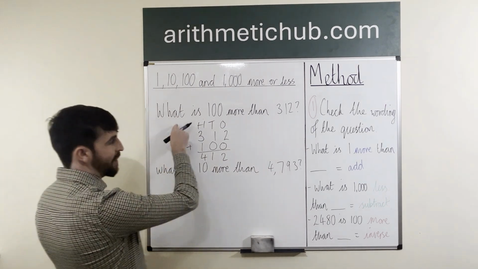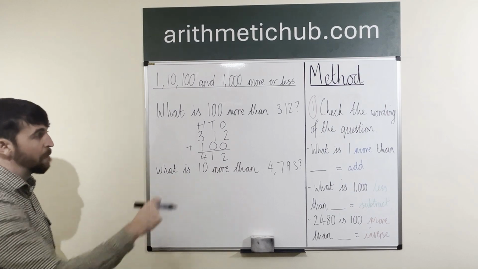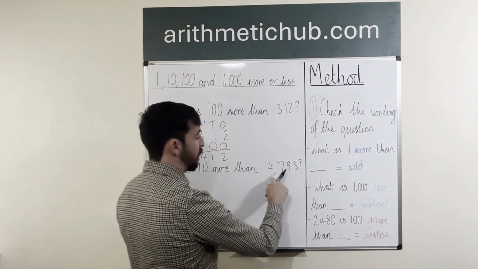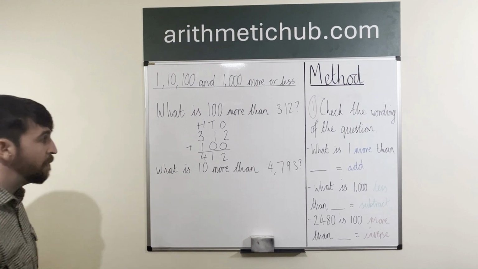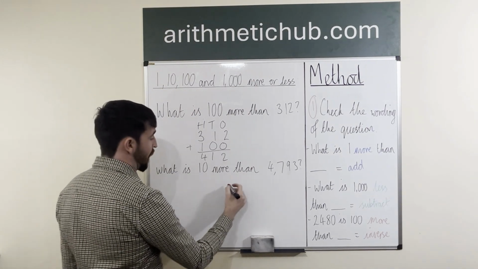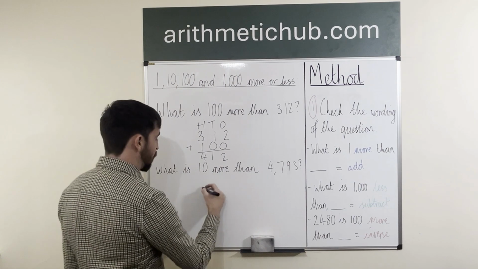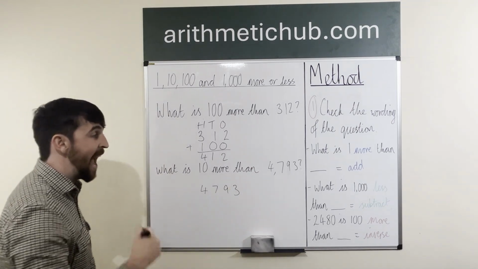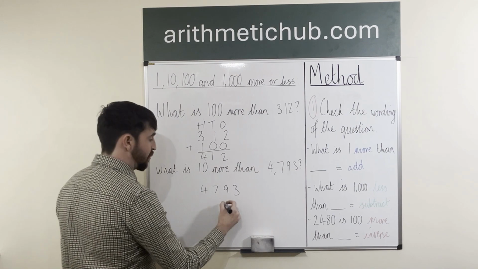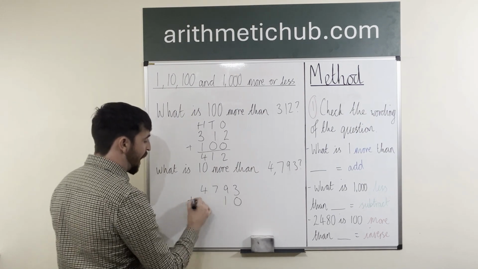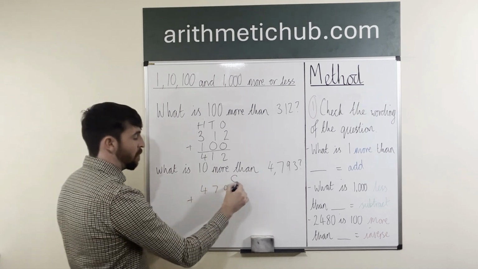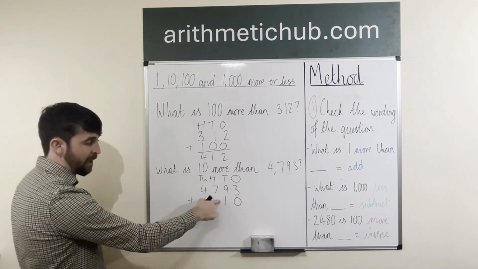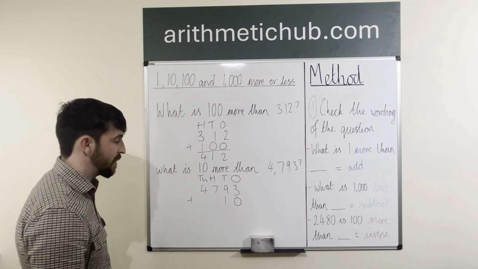Now, this one was slightly easier to do than this question because here we have 3 digits and 3 digits. Here, it's slightly different. We've got 4 digits and 2 digits, so it's going to be even more important that we put our place value columns on. Okay, so we're going to do 4,793, and we're going to find out what 10 more than 4,793 is. And we're going to add those. So we're going to add our place value columns: ones, tens, hundreds, and thousands. We need to add 10, so we're adding 1 in the tens column.